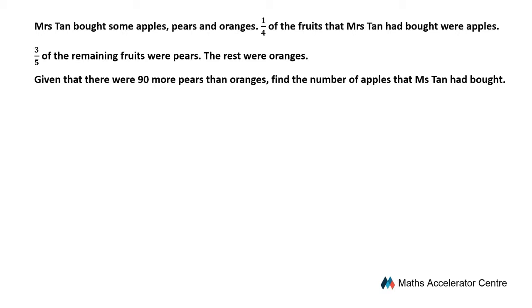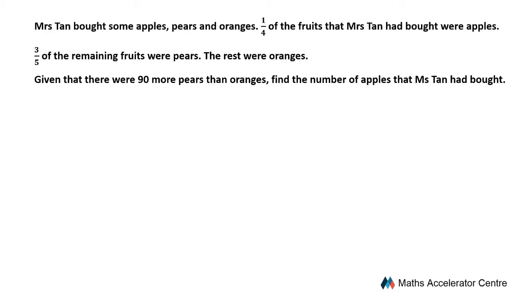Mrs. Tan bought some apples, pears and oranges. 1/4 of the fruits that Mrs. Tan bought were apples. 3/5 of the remaining fruits were pears. The rest were oranges. Given that there were 90 more pears than oranges, find the number of apples that Mrs. Tan bought.